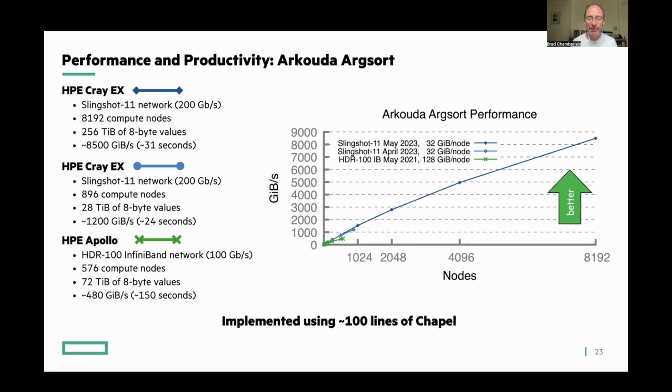The other cool thing about this is that this sort, despite being very performant and very scalable, is implemented using just about 100 lines of Chapel code. So it's also fairly short and sweet.